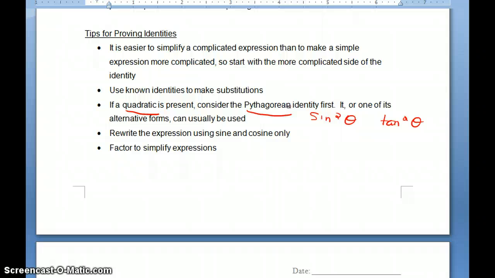And your last tip is to factor to simplify expressions. If, say, you have sine squared minus 1, you could factor that to be sine minus 1, sine plus 1. Those are some examples. We'll look at one later on, but you've already seen this through different units anyways, so hopefully you'll be alright, but we'll look at some examples, so don't worry.